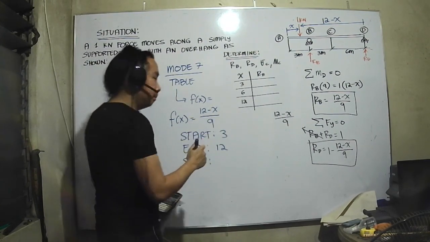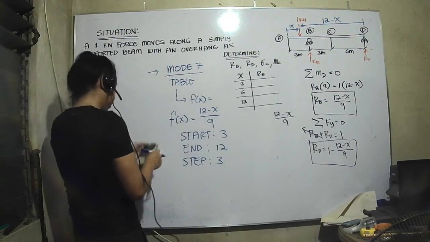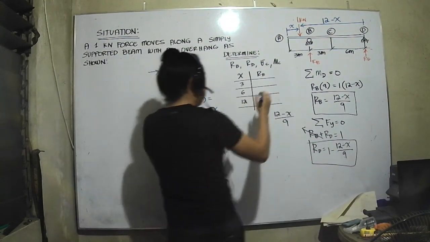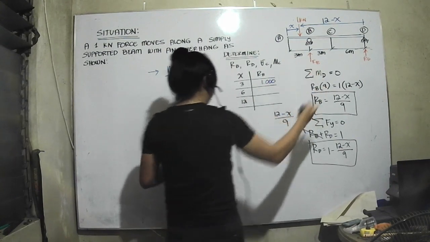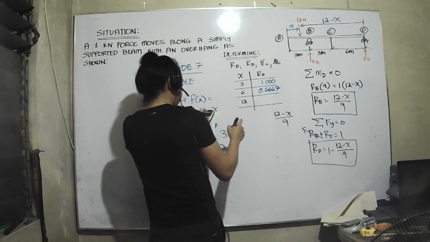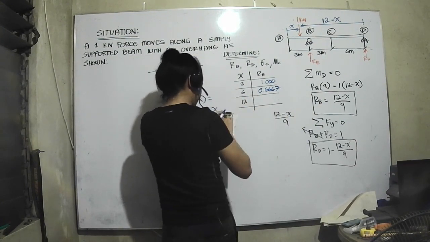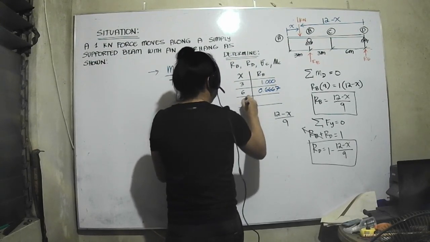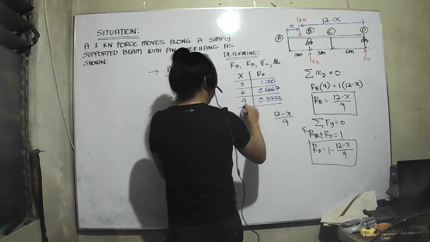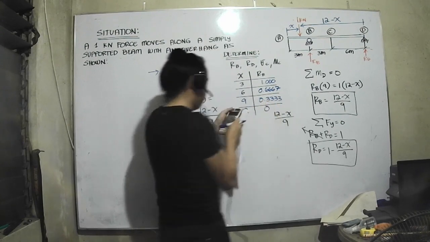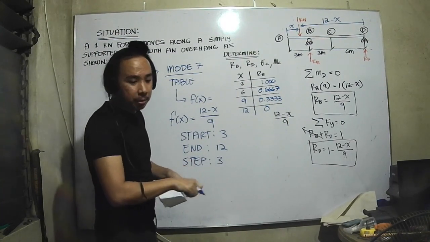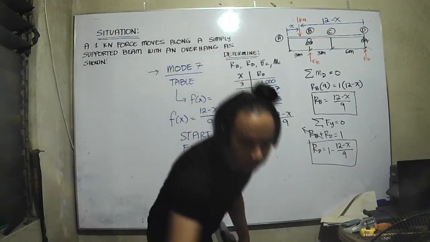The step is 3. Okay? Input that in the calculator. The values I get here: this should be equal to 1.00, then 0.6667, then 0.3333. 12 is equal to 0. Okay? So, we now have the numbers with respect to RB.